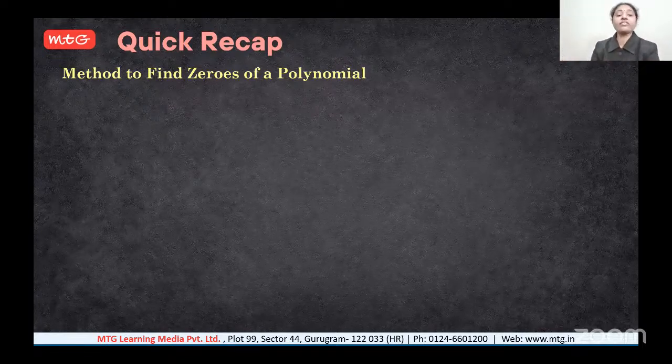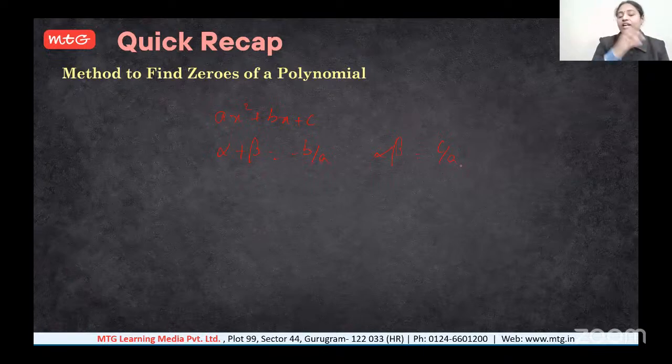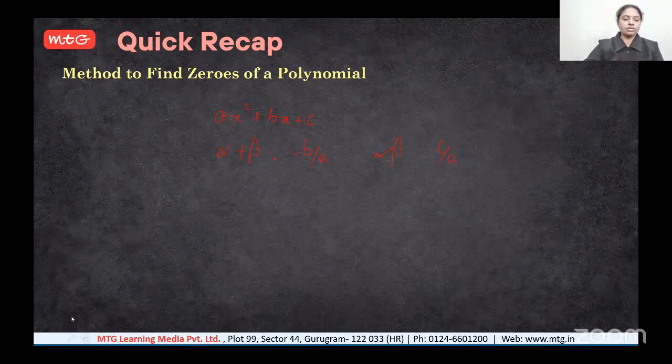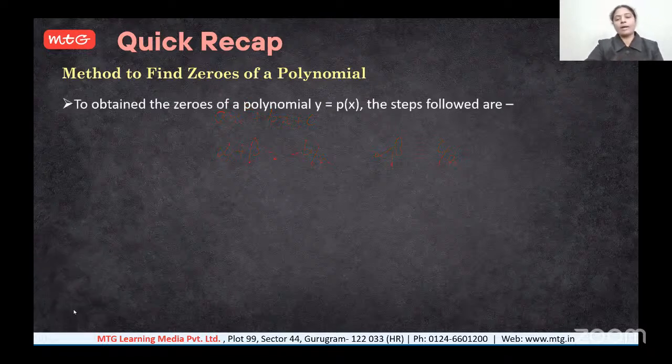Now, what if you are supposed to find the zeros of a polynomial? Suppose you have a quadratic polynomial, ax square plus bx plus c. If you want the sum of zeros, you get it as minus b by a. If you want the product of zeros, you get c by a. But I'm not individually getting alpha and beta separately. I'm getting the alpha plus beta value and the alpha beta value, not alpha and beta values individually. So for that reason, there is another method to do. Of course, you can simplify this also, but there is another method.